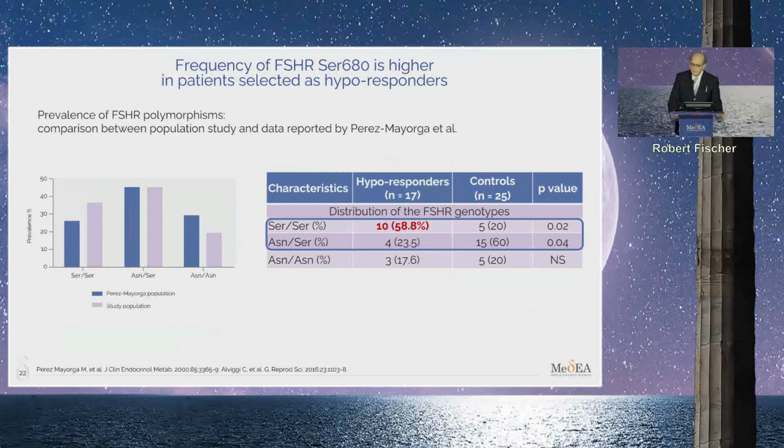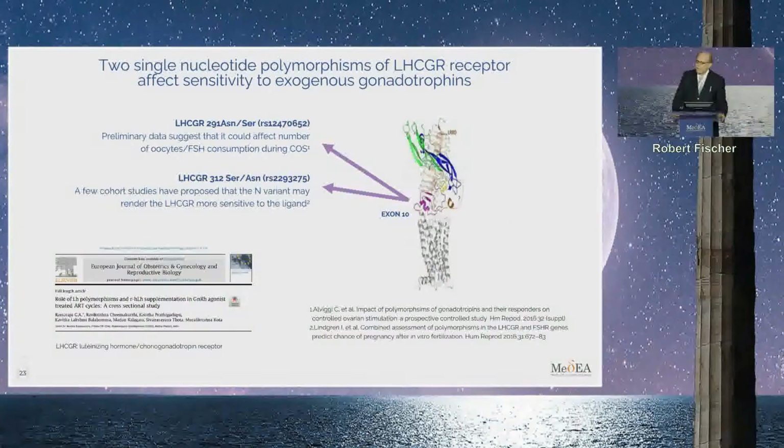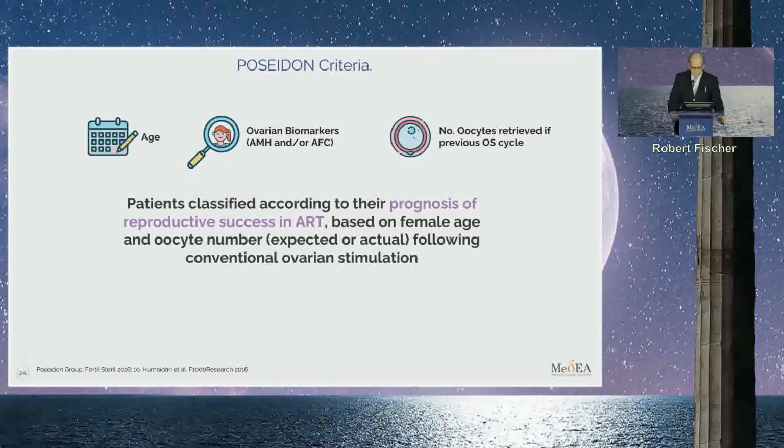And when we look at hypo-responder patients, about 60% of them will have the serine FSH 680 polymorphism, homozygote. Also, the LH receptor, especially the LH312 serine, is known to affect the number of follicles and oocytes that you can achieve from a standard stimulation.